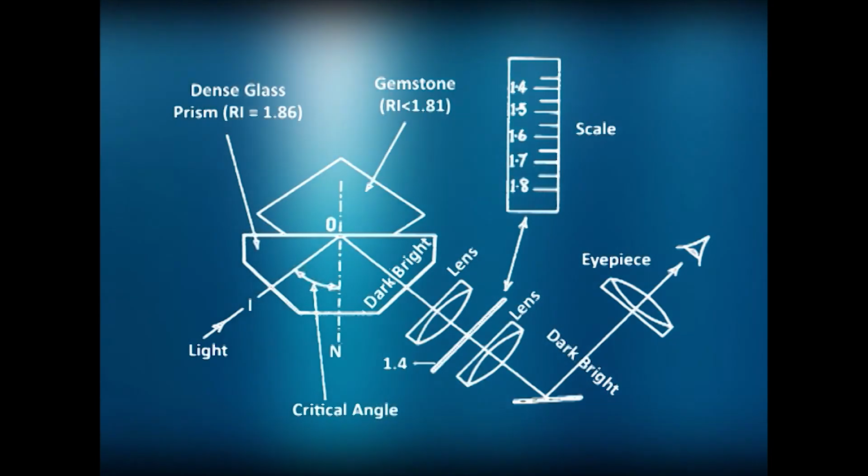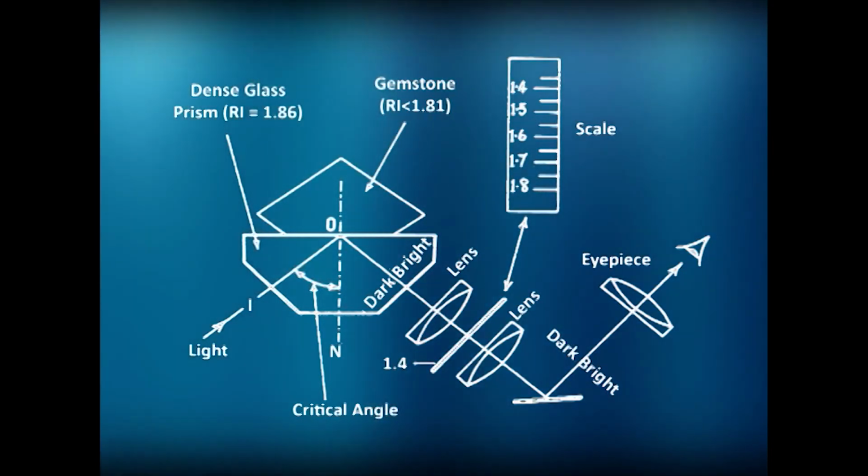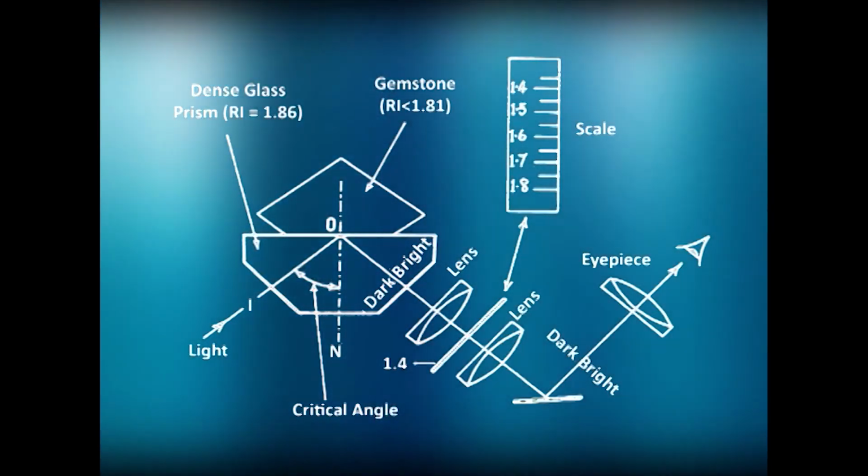The image of the scale is inverted by a mirror and then focused by the eyepiece. The end result is viewed as a dark top section and an illuminated lower part. The horizontal shadow edge between the two parts is the measurement of the refractive index of the mineral.